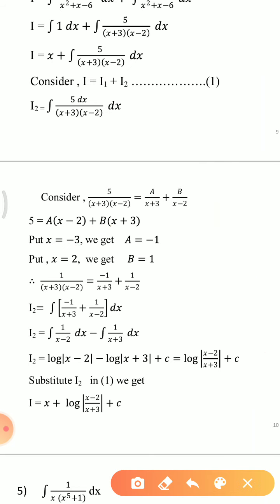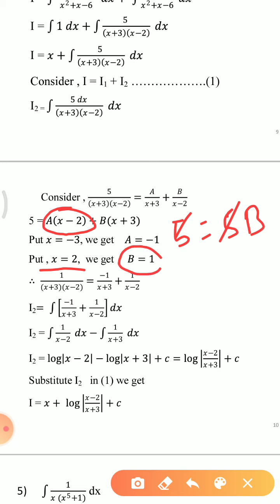In the same way, for x − 2, putting x = 2 here, 5 = A(2 − 2), and 2 − 2 is 0, so this complete term will be 0, plus B(2 + 3), which is 5. That means the equation becomes 5 = 5B, and this 5 gets cancelled on both sides because 5 is shifted to that side and divided. That means the value of B is equal to 1.